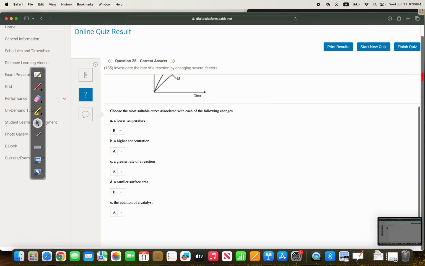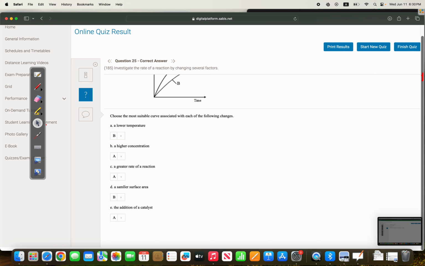Wait, no, there's one more. Okay. A smaller surface area, as we said, decreases the rate of reaction, which means that the graph will be less steep, which is exactly what B is. The addition of a catalyst will increase the rate of reaction, meaning that the graph will be more steep, so it will be A.